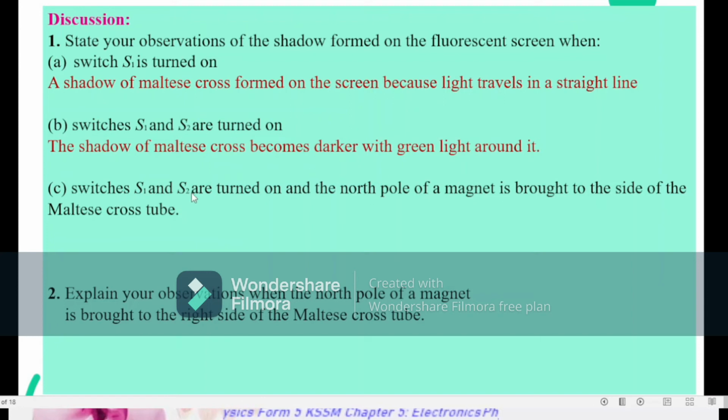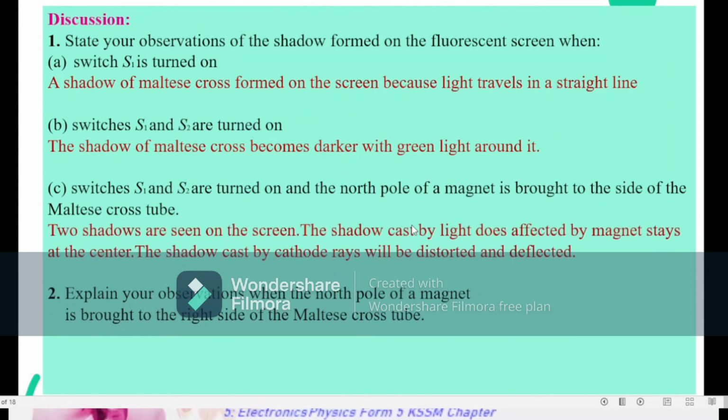Switches S1 and S2 are turned on, and the north pole of magnet is brought to the side of multi-cross tube. Two shadows are seen on the screen. The shadow cast by light, thus not affected by magnet, stays at the center. The shadow cast by cathode rays will be distorted and deflected. As you observe in the video just now, you can see the image of multi-cross being distorted and deflected.